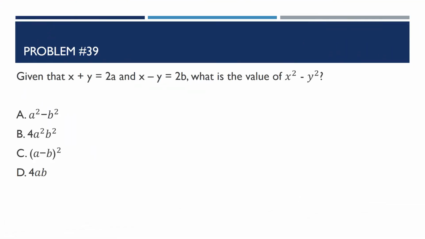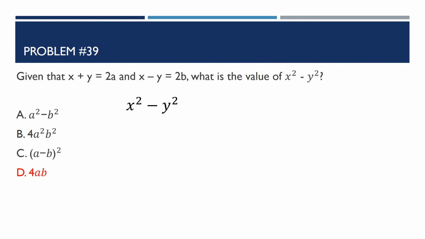Number 39. Given that x plus y equals 2a and x minus y equals 2b, what is the value of x squared minus y squared? So the answer for this problem is 4ab. So how to get this answer? Here's the solution. What we are looking for is x squared minus y squared.